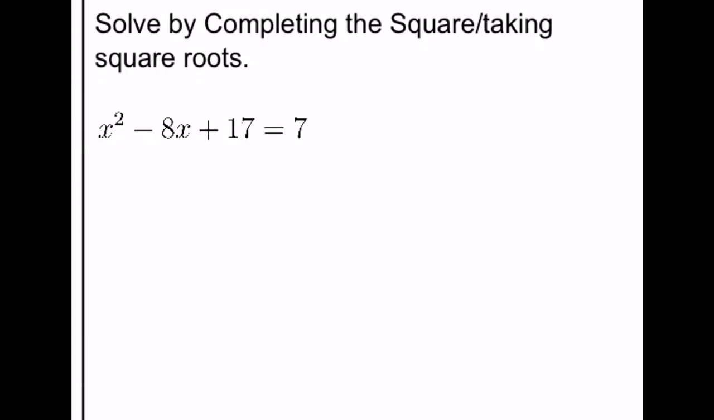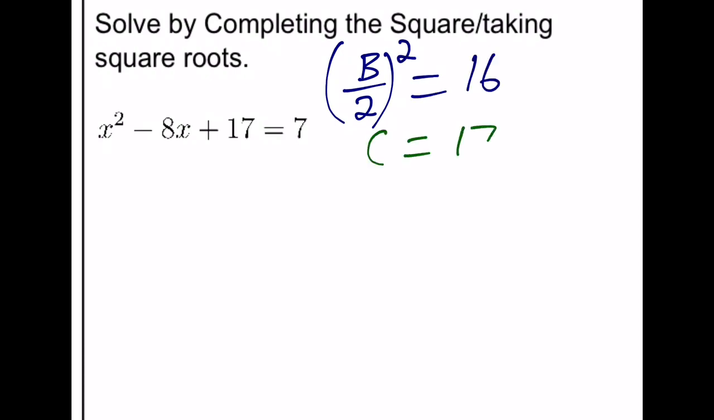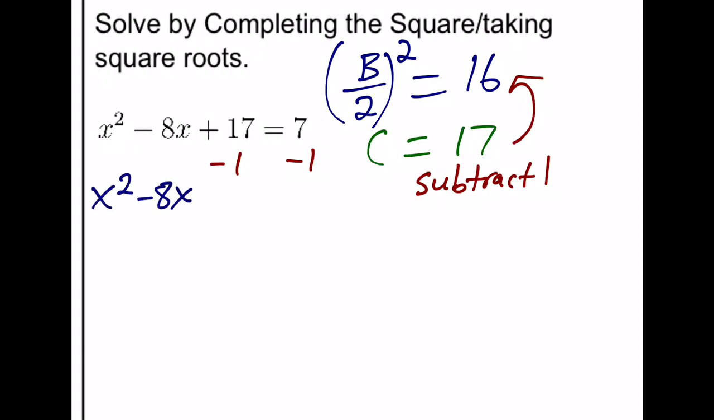Heading to the right, my b value is negative 8, so b over 2 is negative 4, and if I square that, I will get a positive 16. The problem is, my c value is 17. How do I get from 17 to 16? I subtract 1. So I have to do that to both sides because this is an equation after all. My new equation reads x squared minus 8x plus 16 is equal to 6. I can condense this on the left into x minus 4 squared because half of negative 8 is negative 4.